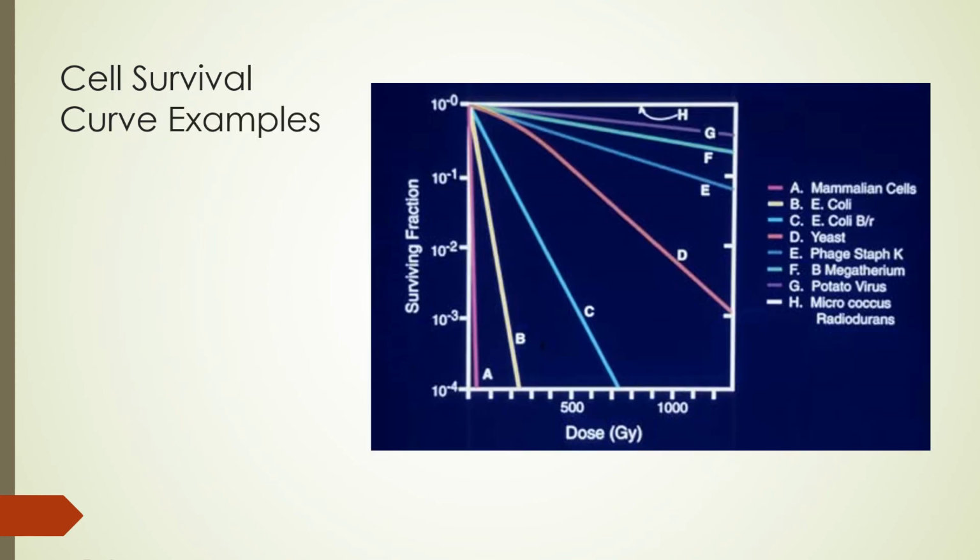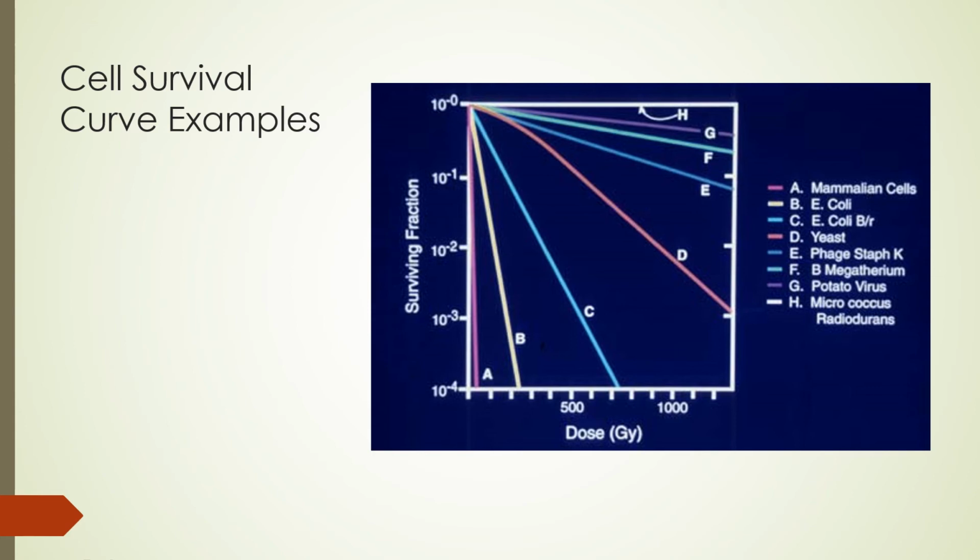Here is a plot of survival curves for several cell types. Notice the wide variability in response to radiation exposure. By looking at these curves, we can tell that mammalian cells, curve A, are more sensitive to radiation than, say, yeast cells, curve D. Cells with the highest quasi-threshold dose have increased ability to repair damage from radiation exposure.